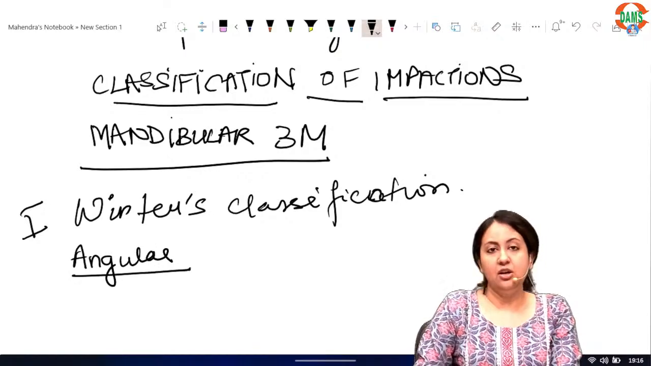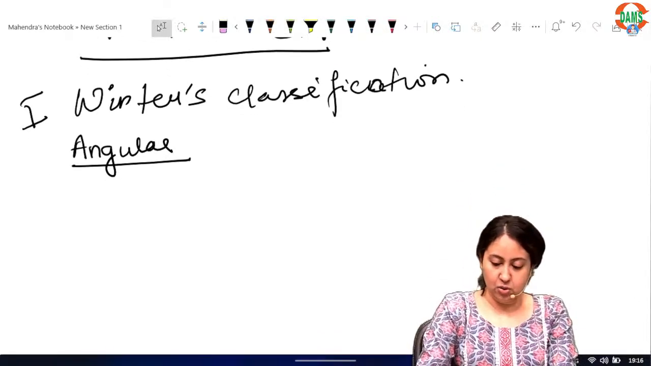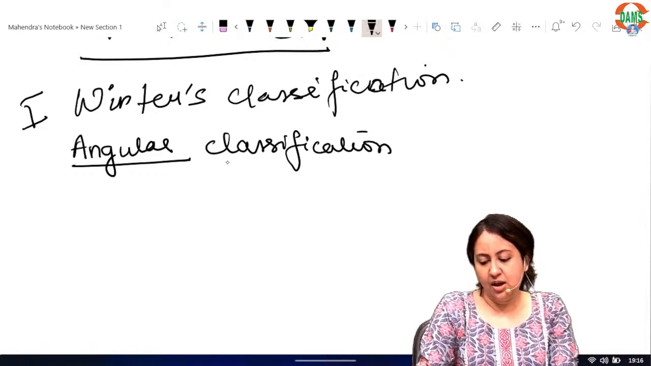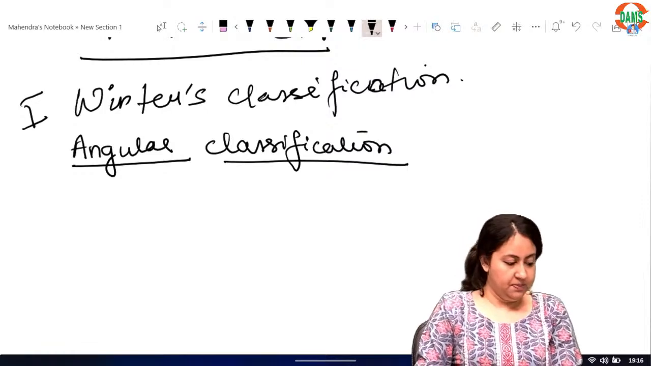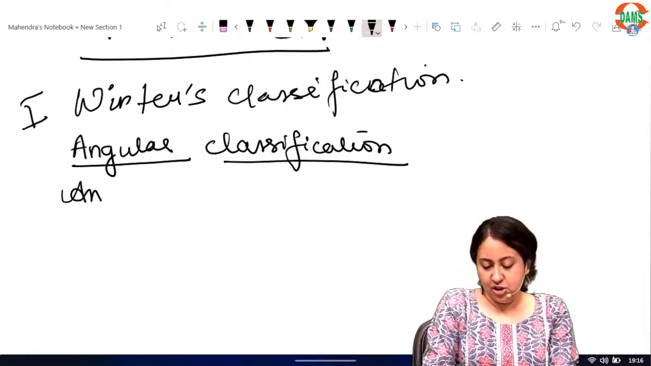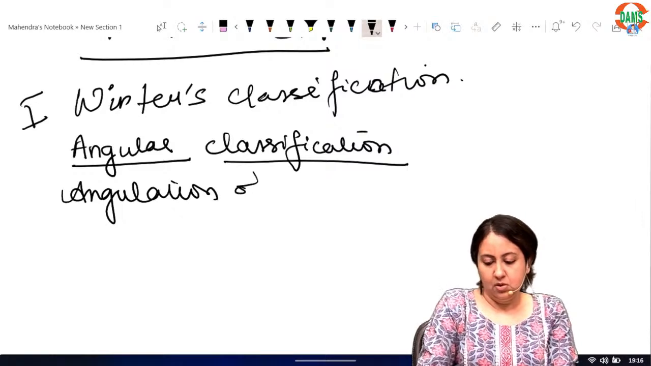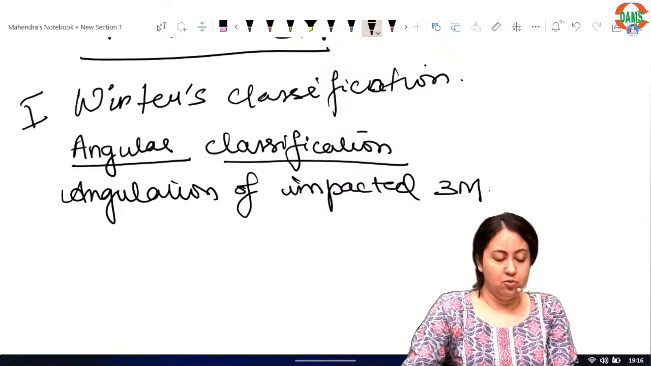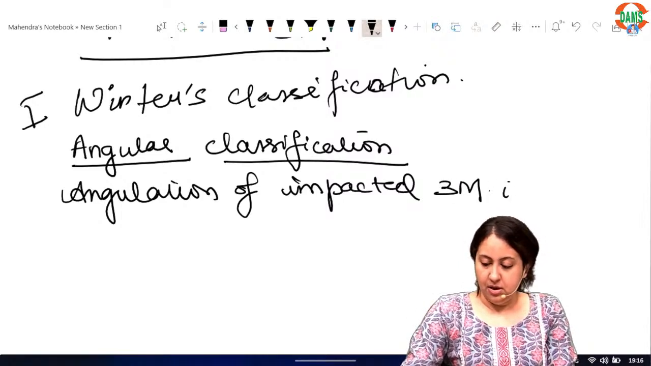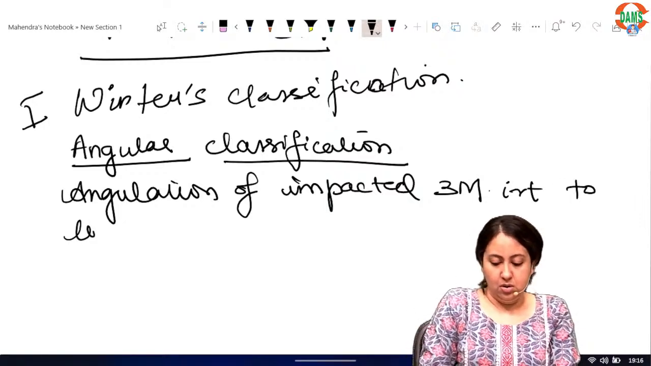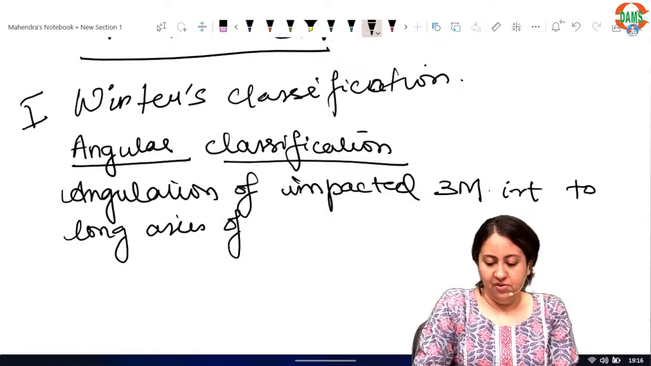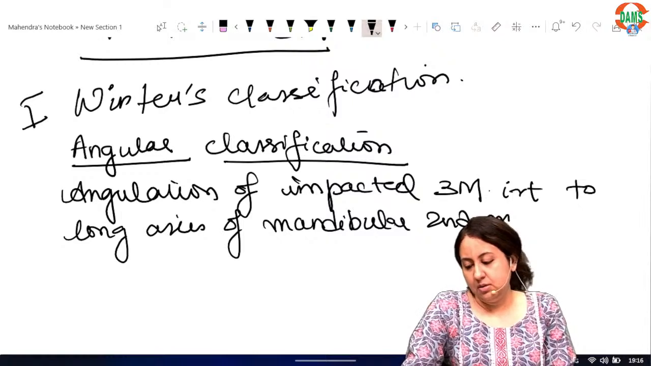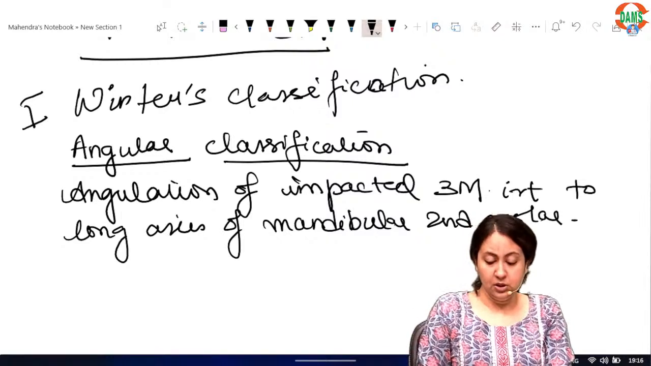Winter's classification is also known as angular classification, because it is based on the angulation of the impacted third molar in relation to the long axis of the mandibular second molar.